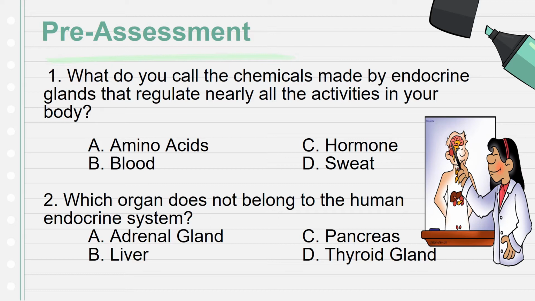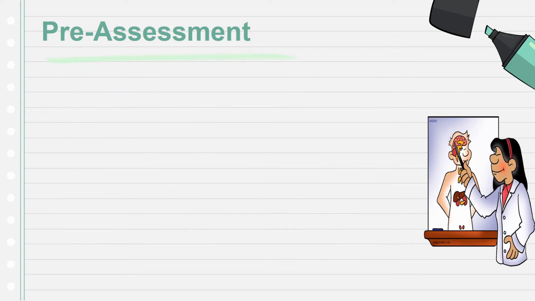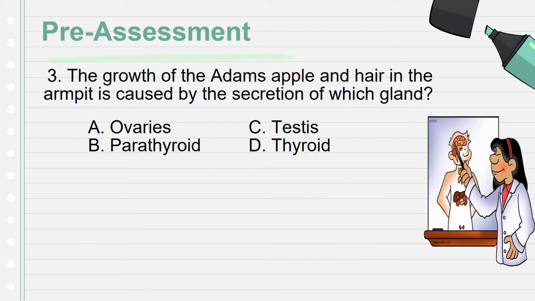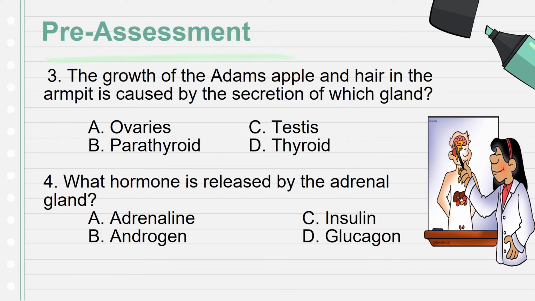Number 2. Which organ does not belong to the human endocrine system? A. Adrenal gland, B. Liver, C. Pancreas, D. Thyroid gland. Number 3. The growth of the Adam's apple and hair in the armpit is caused by the secretion of which gland? A. Ovaries, B. Parathyroid, C. Testis, D. Thyroid.